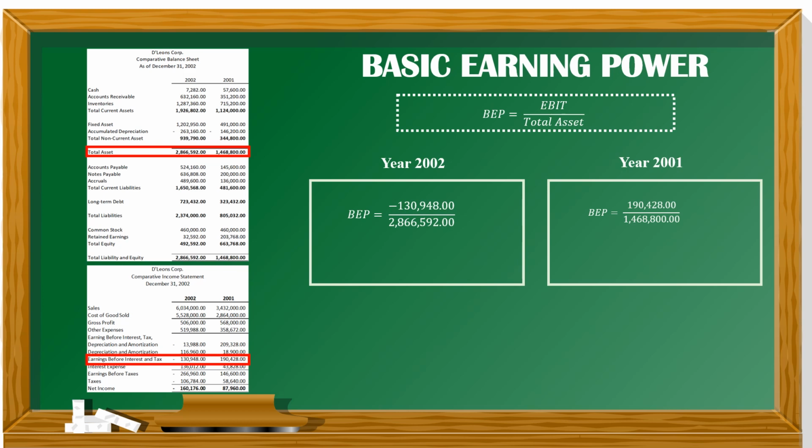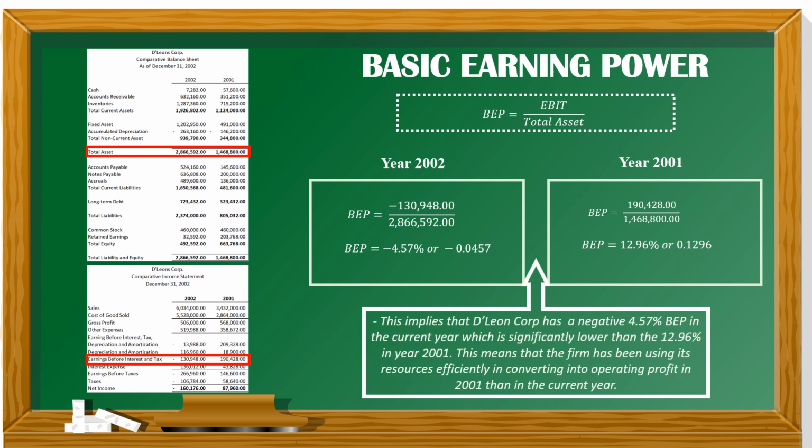190,428 EBIT and total assets of 1,468,800. So in 2002, it has a negative 4.57% basic earning power, while in 2001, it has a 12.96% basic earning power. Now, this implies that Leon Corp has a negative 4.57% basic earning power in the current year, which is significantly lower than the 12.96% in year 2001.